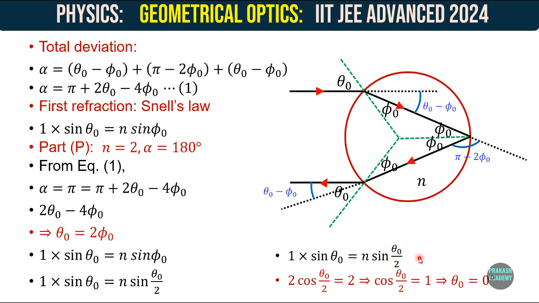You can get the same answer from the other part also. So here the term left is 2 cos theta by 2, and this side you will have n, that is 2, because sin theta naught by 2 and sin theta naught by 2 from this side got cancelled. So cos theta naught by 2 equals 1. This means theta naught equals 0 degree. So for this part I got the value of theta naught equals 0 degree.